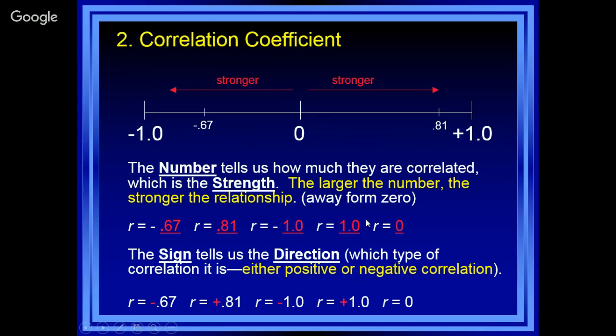If you are at zero, there is no strength, meaning you're guessing. One does not predict the other. These two variables have no relationship. Again, we're talking about a correlation coefficient equal to zero. There is no relationship between these two variables, meaning one cannot help you predict the other.